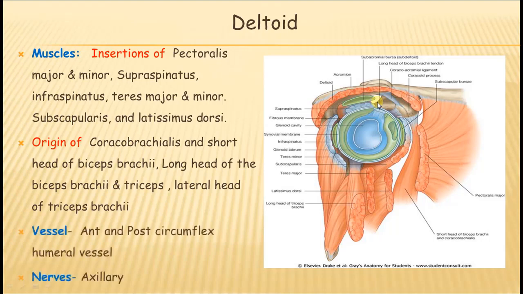Now, apart from that, the nerve which is winding around the surgical neck of humerus, the axillary nerve, and these two vessels which are again winding around the surgical neck of humerus, that is the anterior and posterior circumflex humeral vessels, they are also under the cover of the deltoid muscle. So we have seen bones, bursa, muscles, vessels and nerves under the cover of deltoid.